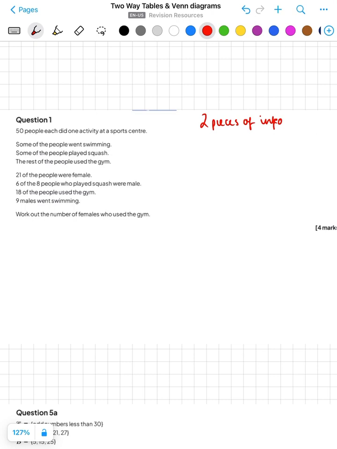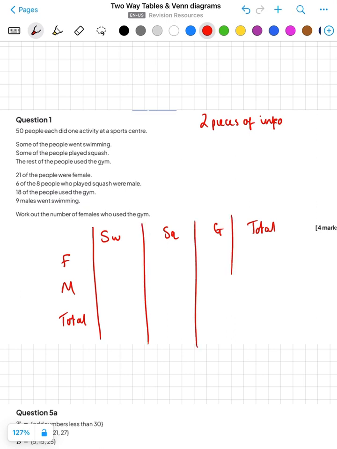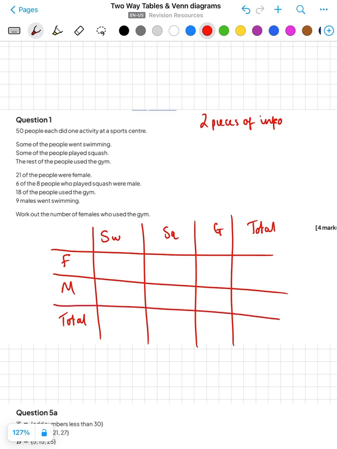What we've got here is 50 people, each did one activity at a sports centre. They were either swimming, played squash, or used the gym. And we've got their gender, so whether they were female or male. What we're going to do is put this in a table because we've got lots of pieces of information and we want to represent this in a table for easier interpretation. We've got a total of 50 people. 21 of those people were female, which means 50 minus 21, 29, were male.